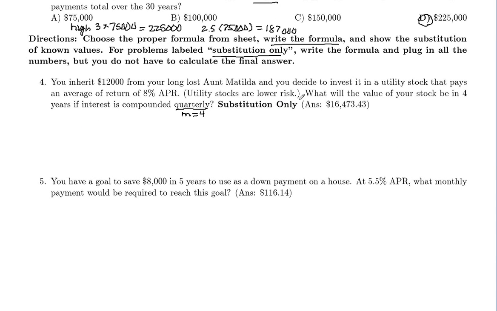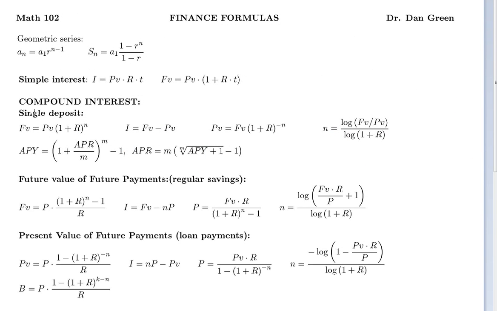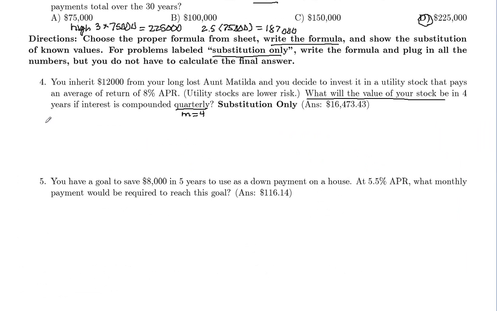Now look at the question that's asked. What will the value of your stock be? Okay, that's asking about future value. So we go back here. It's single deposit. We want future value right there. Okay, so write down your formula. So future value is your present value, and then 1 plus r to the n power.